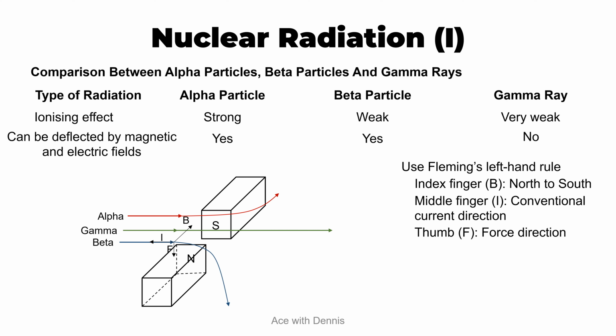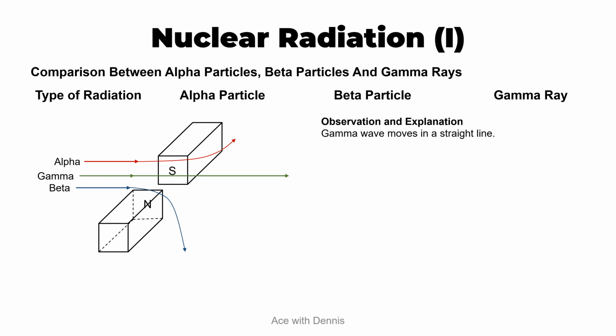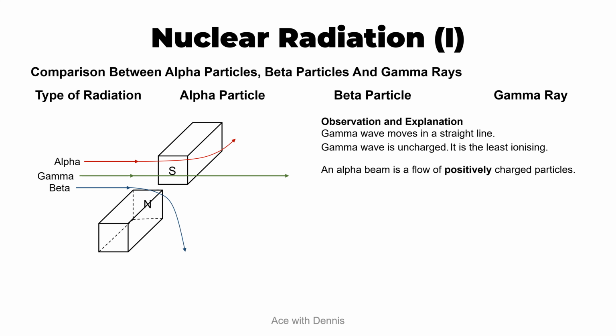Here are a few observations and explanations from this activity. First, the gamma wave moves in a straight line. The reason is that the gamma wave is uncharged. It is the least ionizing. And the alpha beam is a flow of positively charged particles. It is equivalent to the flow of conventional current. Hence, when we point our middle finger in the direction of conventional current, it will be pointing in the same direction as this alpha particle.